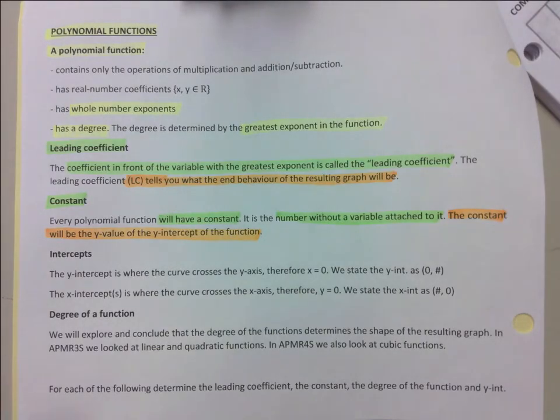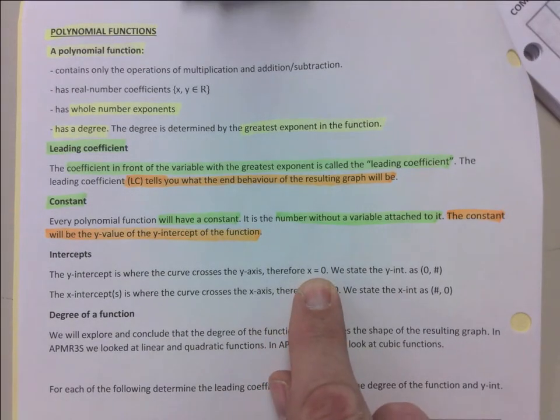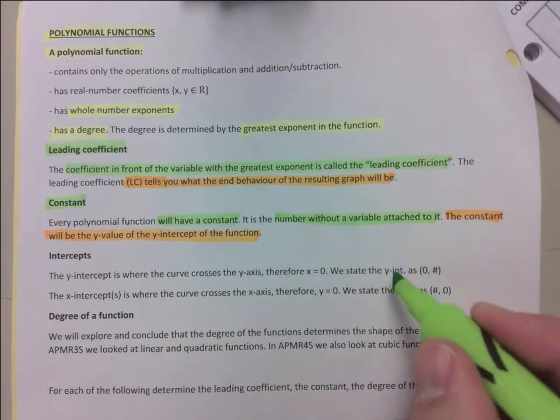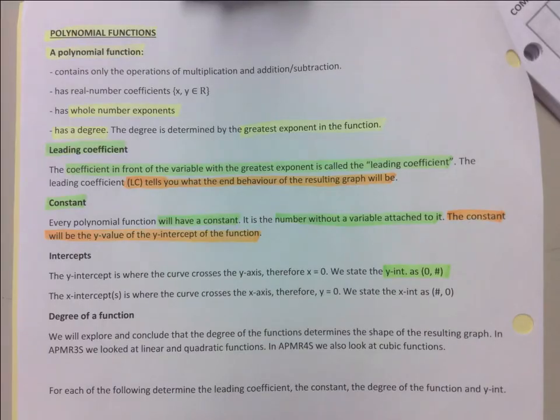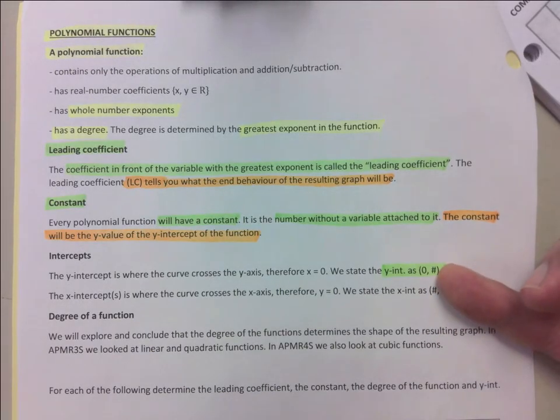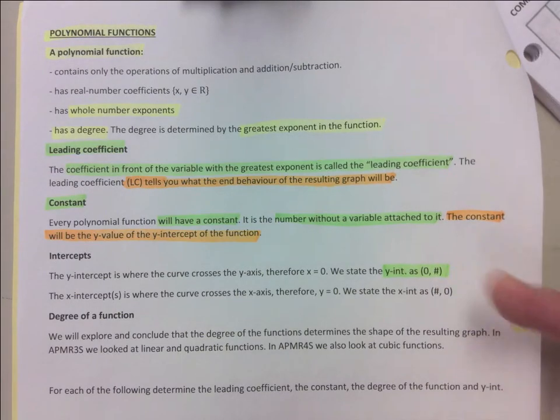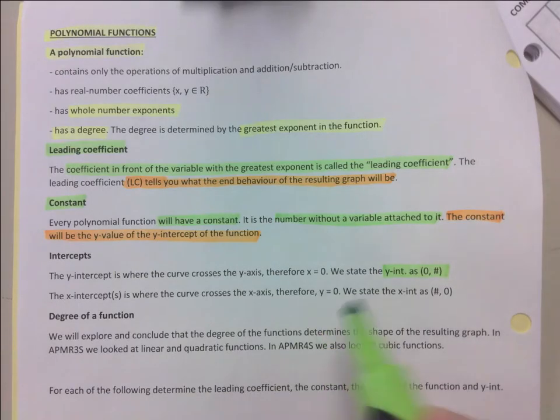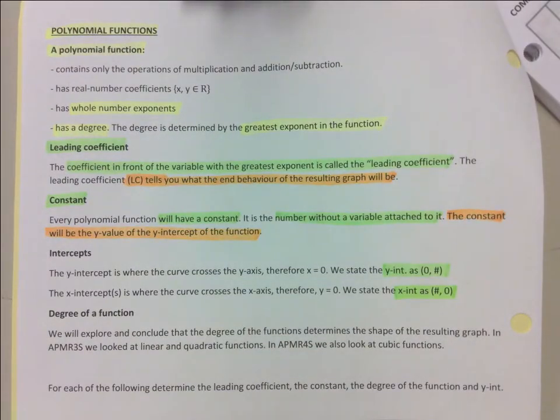Intercepts. The y-intercept is where the curve crosses the y-axis. Therefore, x is equal to 0. We state the y-intercept as follows. The y-intercept is always 0 and another number. That other number could be 0 as well. It could be 0, 0, which is your origin. The x-intercept is where the curve crosses the x-axis. And when that happens, y is equal to 0. So x-intercept is always a number followed by 0.